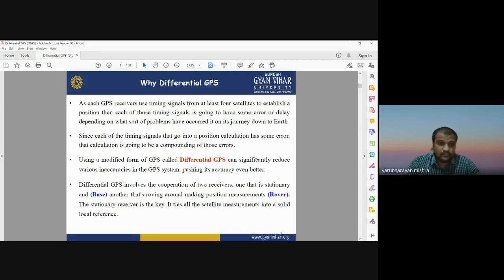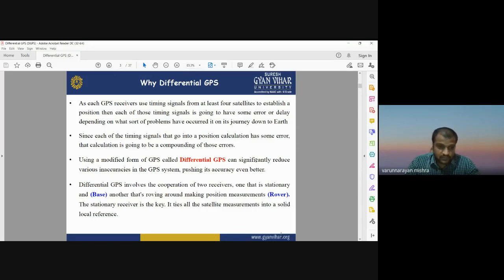Since each of the timing signals that go into the position calculation has some errors, we cannot directly use those GPS signals. So we use a modified form of GPS, which is differential GPS, or DGPS in short. It can significantly reduce various inaccuracies in the GPS system, so that we have more precise positional accuracy and more precise information about the location of any object in the real world, on the earth.